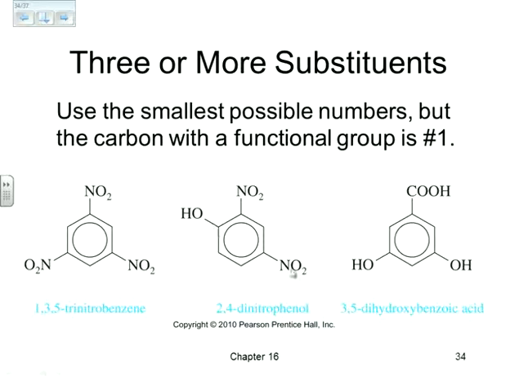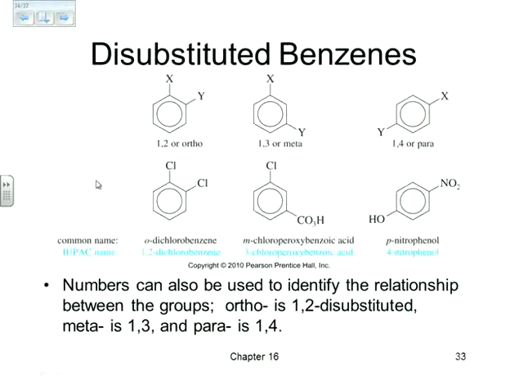But how far is this one? Meta. It's 1, 3. So how do you name ortho, meta, nitro? I mean, you can't do that. So at that point, when you have 3 branches like that, you have to do the numbering system. You have to say, you know, 2, 4, whatever. The only time you can use ortho meta para is back over here when you only have 2 branches. So it's only relationship between 2 branches, never more than that.